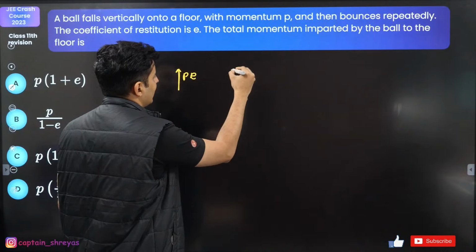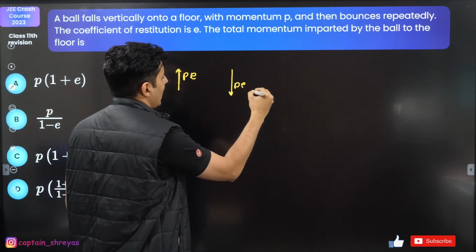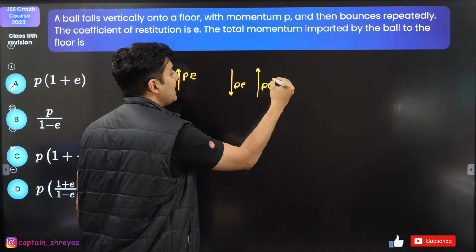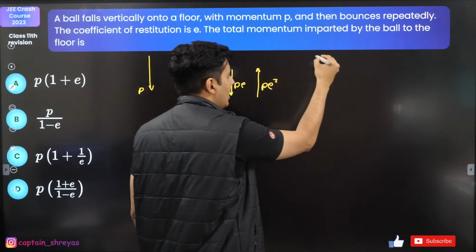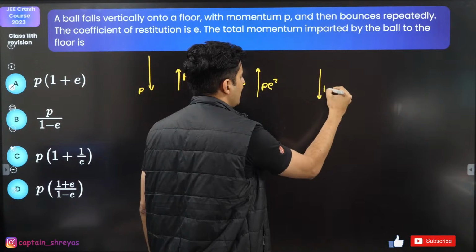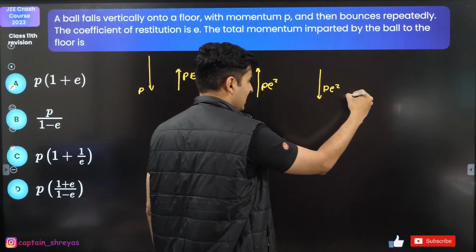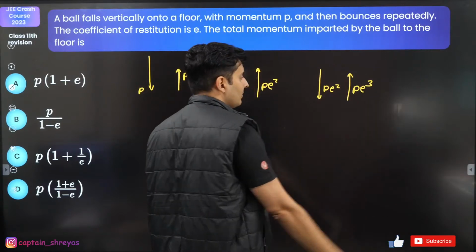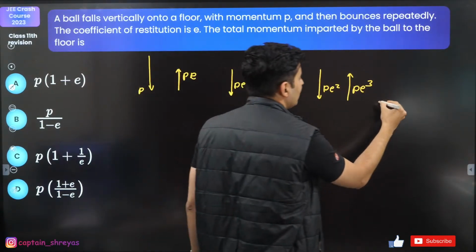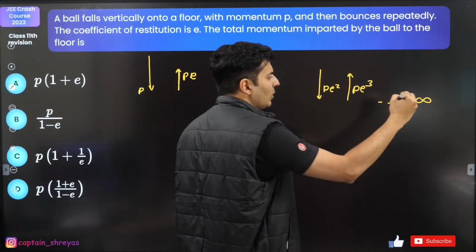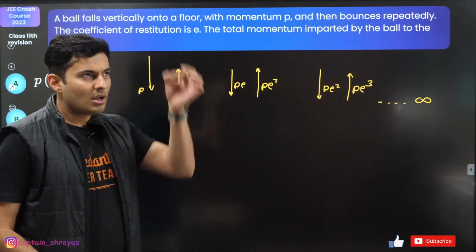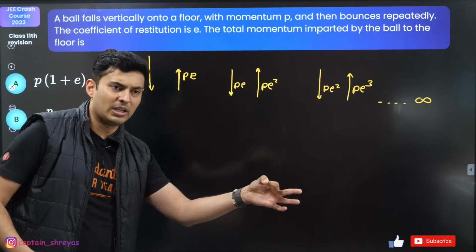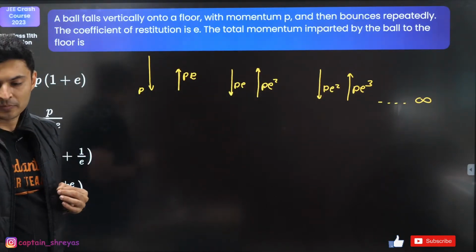Now again, that same momentum will come down, and next time the new momentum will be pe into e, meaning pe square. The same thing goes up, comes down, and after collision it becomes pe square into e, that means pe cube, and so on and so forth. This will go on till infinity. Slowly the height is going to reduce: pe square, pe cube, pe raised to 4, pe raised to 5. That's how it's going to go.